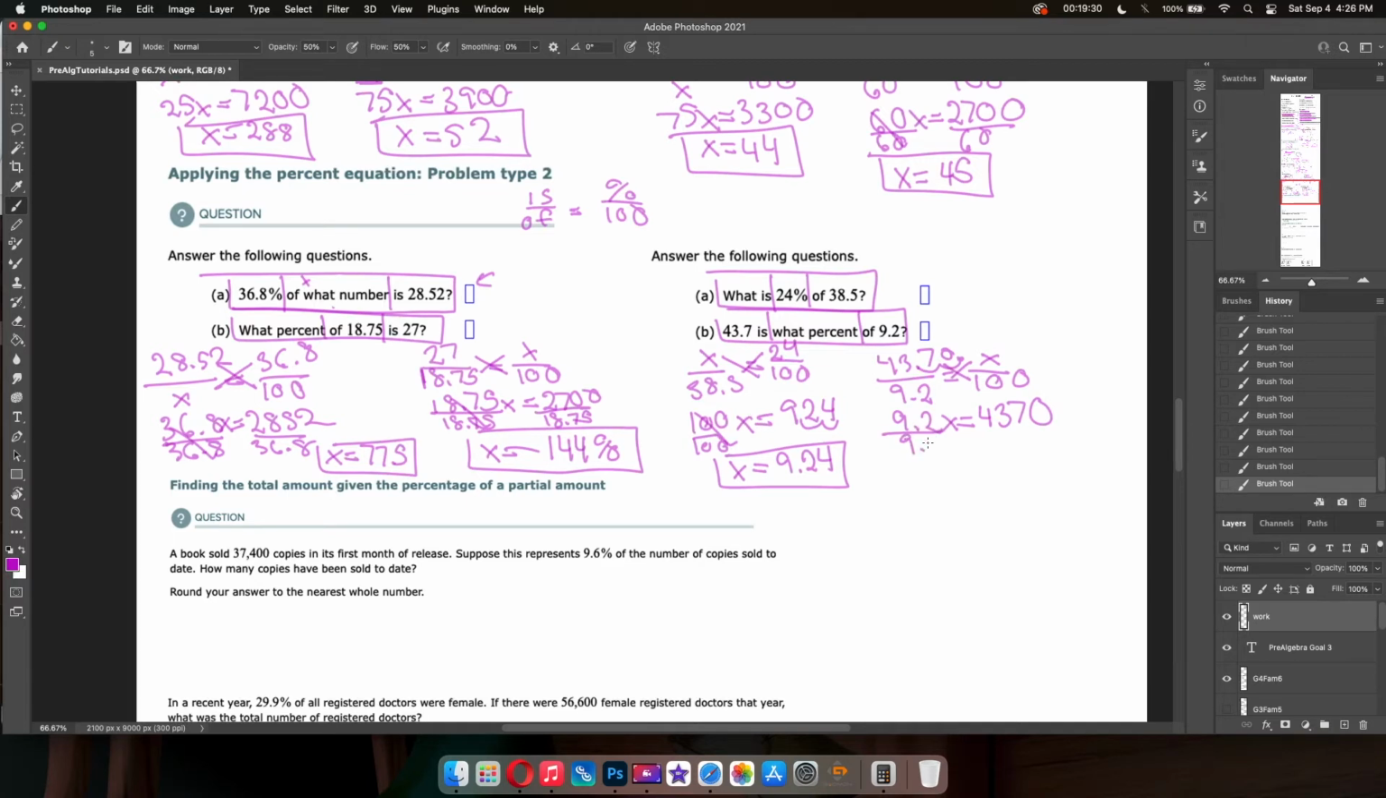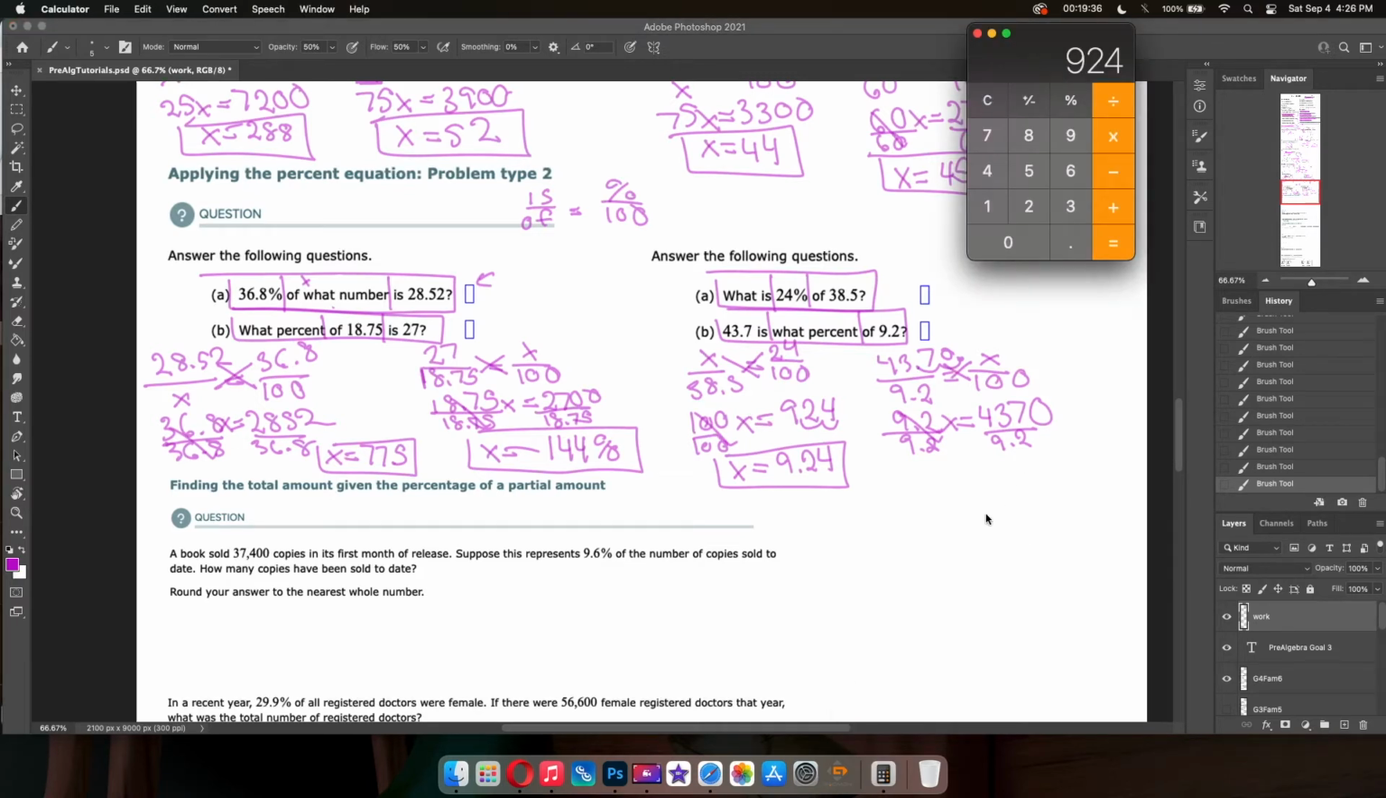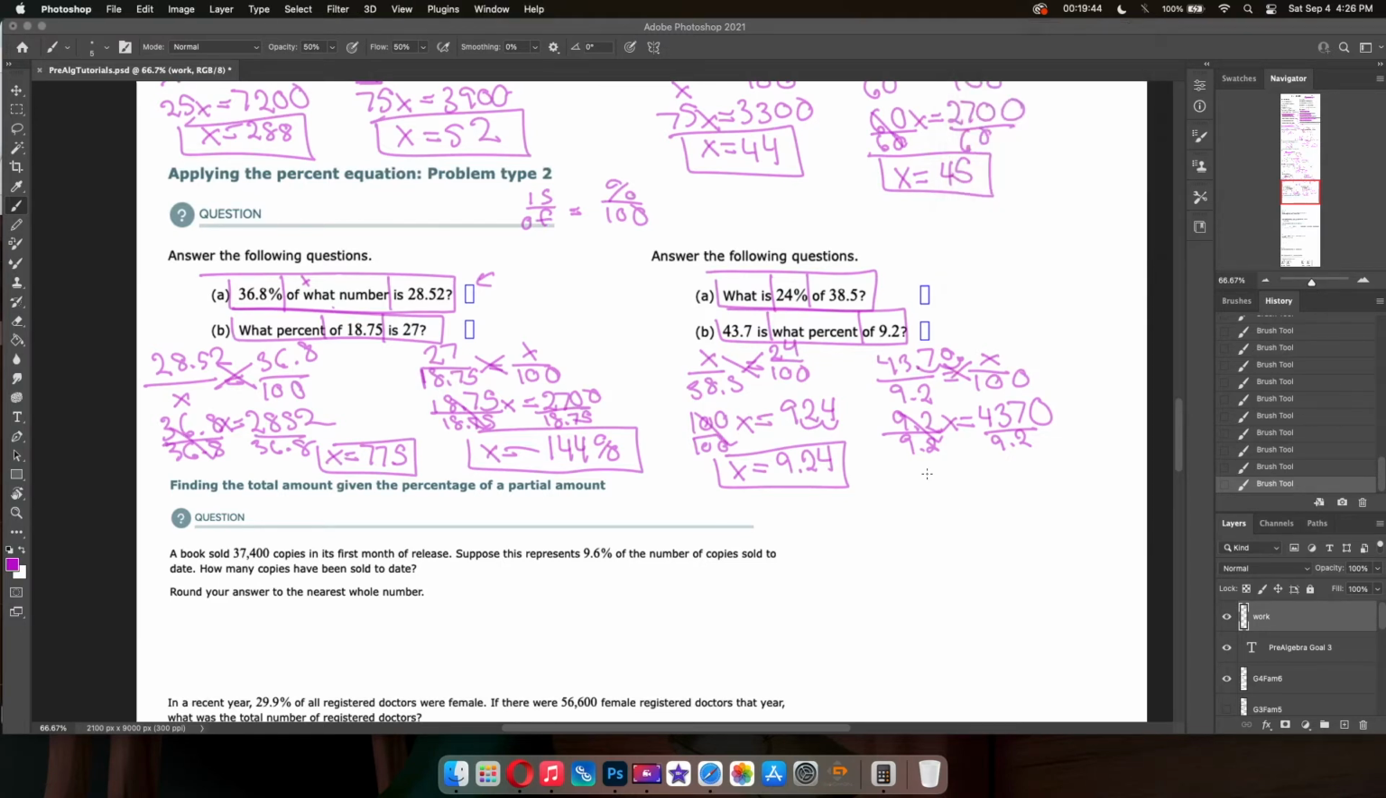The division by 9.2, though, that's a little outside my very tired brain. So calculator, good computer. So now we have 4370 divided by 9.2, enter. And so for our final, oops, I did not read that fast enough, 475, x equals 475%.